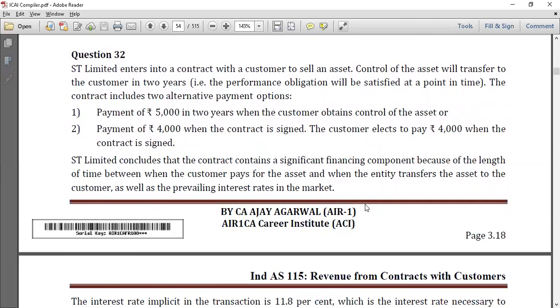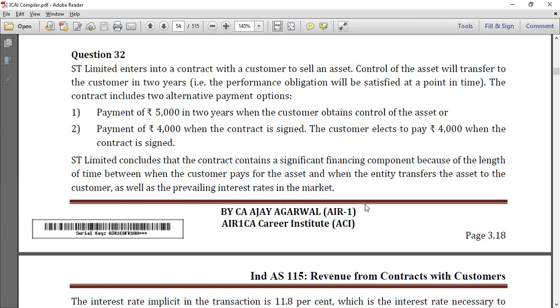So here the customer includes two alternative payment options. The first option is you can pay 5,000 in 2 years, when the customer obtains the control, that is in 2 years at a point in time. Or you can pay 4,000 now itself when the contract is signed. And the customer thought it is beneficial for me to pay 4,000 now itself, so he paid 4,000 now itself.